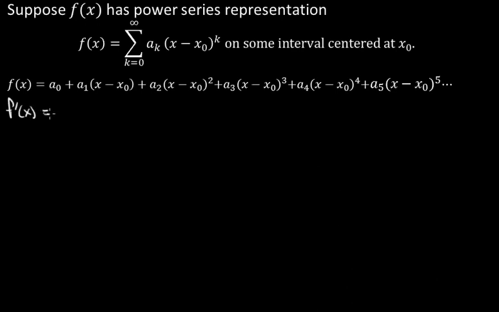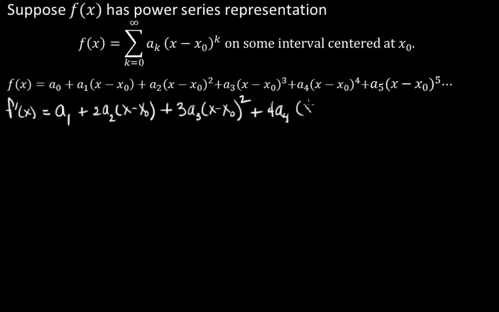And I have to write really small here. f prime of x would be, well, the first one drops out, so I just get a1 plus 2a2 times x minus x naught to the 1 plus 3a3 times x minus x naught squared plus 4a4 times x minus x naught cubed plus 5a5 times x minus x naught to the fourth plus, and so on. All I'm doing is taking derivatives, and then you're going to see something really surprising.